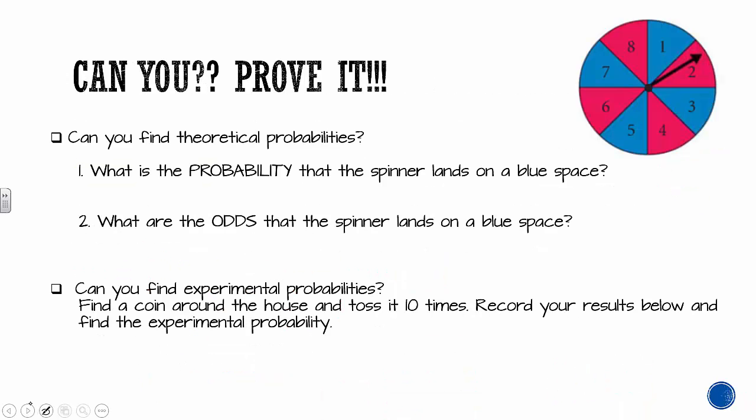So, can you prove it? What's the probability that this spinner lands on a blue space? Your blue are your odd ones, so make sure you write that down. I know yours is not in color. And then what are the odds that the spinner lands on a blue space? Your two answers here should be different. And then experimental probabilities. Actually find a coin, toss it 10 times, record your results, and find your experimental probability. And we'll compare those tomorrow.